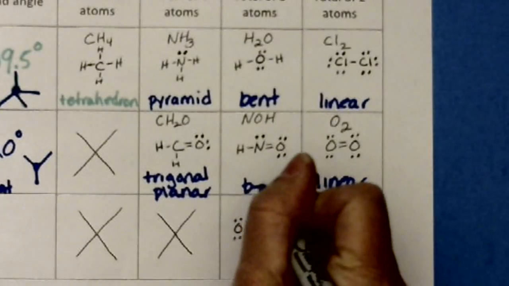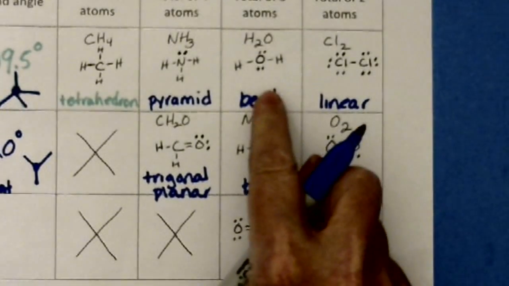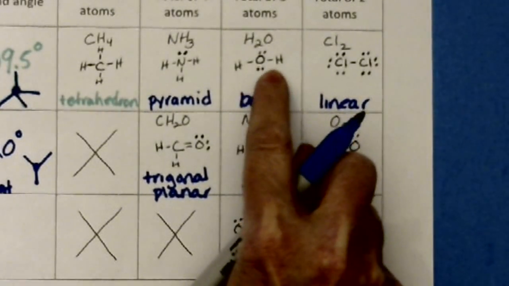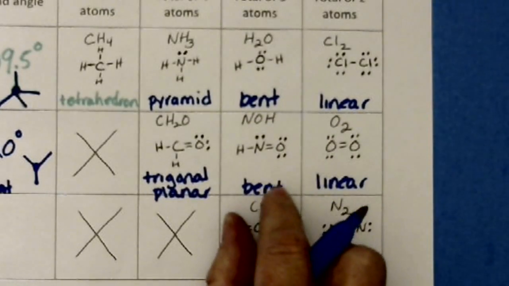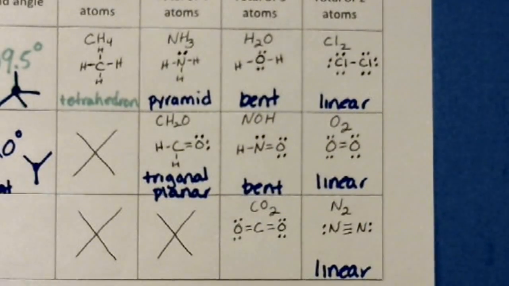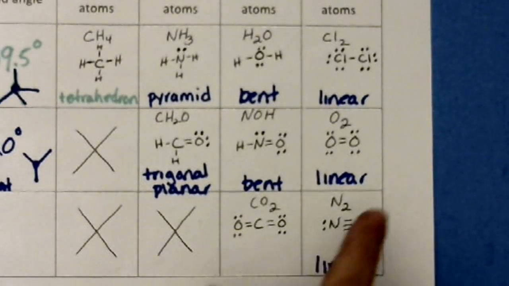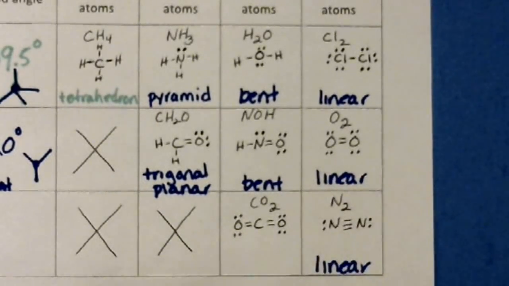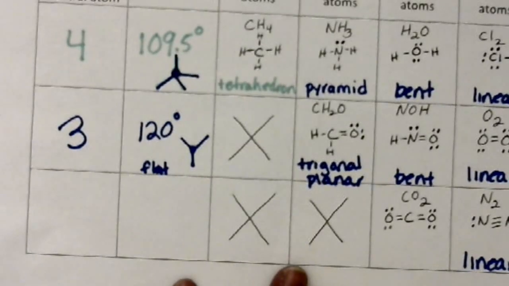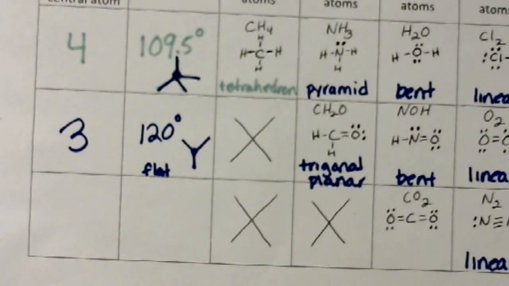So notice this bent is different than this bent because this bent is at an angle of 109.5. This one is at 120, but they are both considered bent. Okay? And then this is linear. We've already said that. So we're almost done with this chart. So see if you can see the pattern.